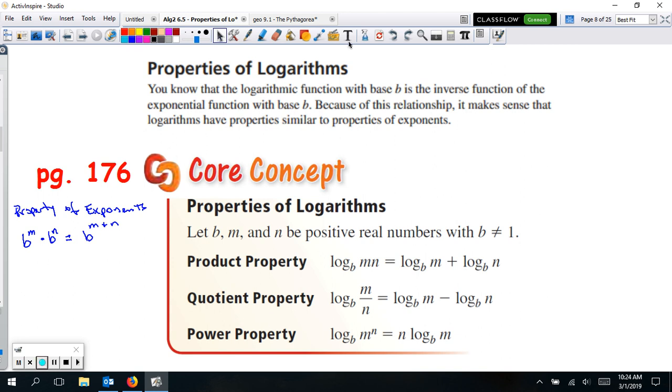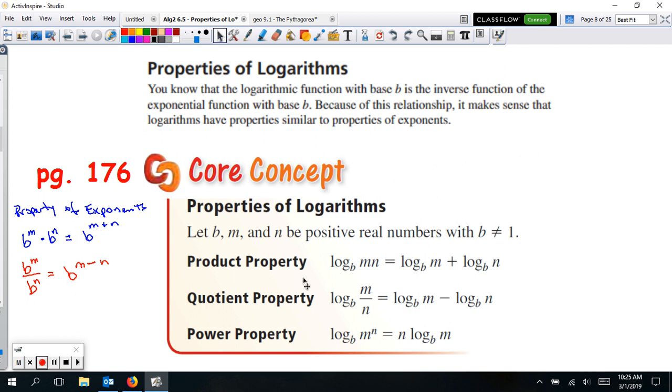Quotient property, the one for the exponents, we could see here was base b to the m over base b to the n. We subtracted the exponents on that one. So the quotient property here is the same thing. You have m over n here, where we're going to subtract the logs then. And so it's going to be log base b of m minus log base b of n. We're subtracting the exponents. Each of these are an exponent, so we're subtracting those here.